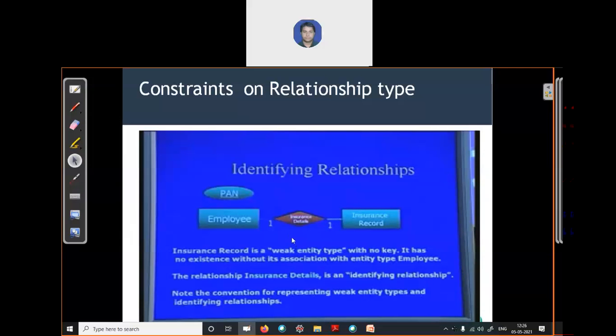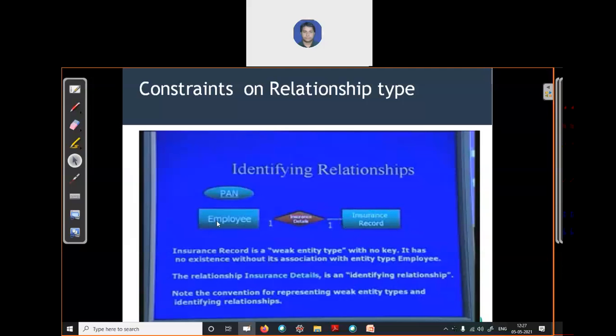Then we have discussed the identifying relationship. There is an entity type which is weak, like insurance record. Weak entities are the entities that do not have any key attribute. So insurance record is an entity which is weak, and when a weak entity is participating in a relationship, that relationship is called the identifying relationship. This relationship gives the identity to this entity.